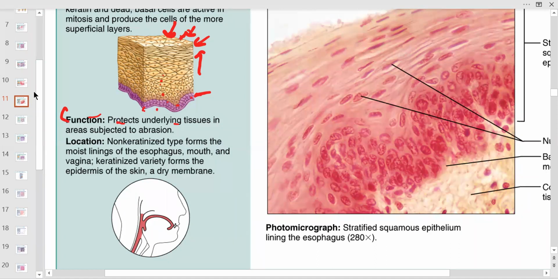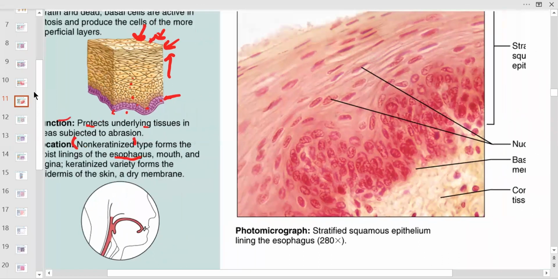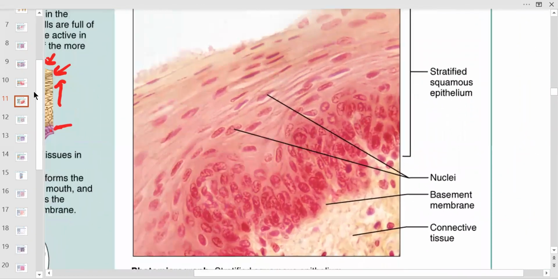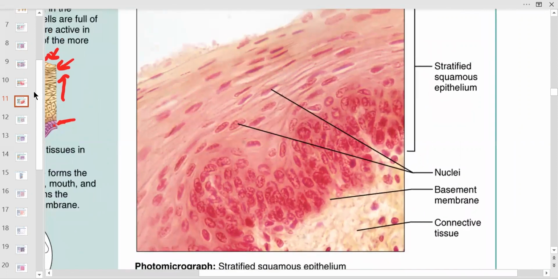Really important. So where do we find it? We're going to find it in the esophagus, vagina, or the outer layer of skin. But you can't really say skin, and I'll tell you why. Because this is non-keratinized. How would you know that? It's hard to say, but let's take a look at this. Keratinized is not going to be a question I'd ask you on a big picture like this.